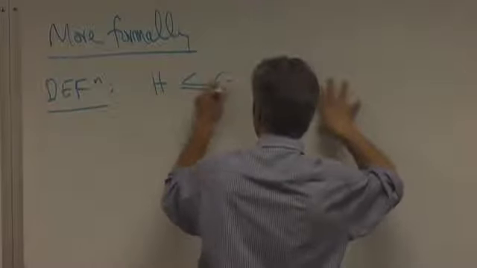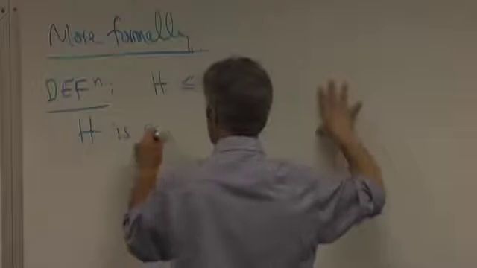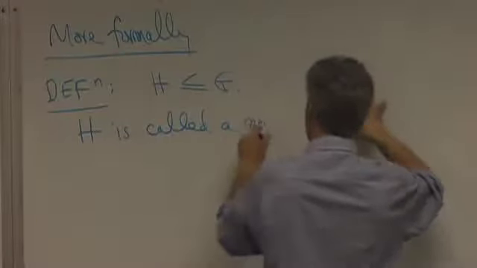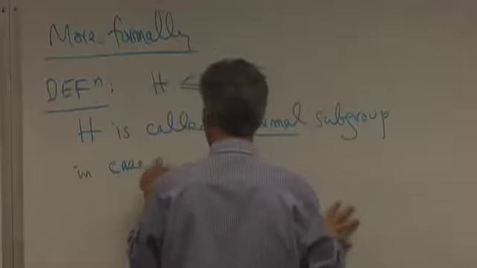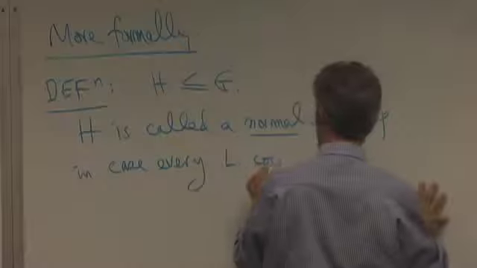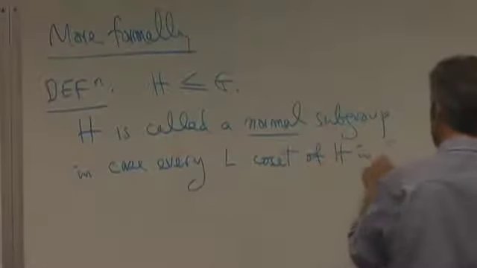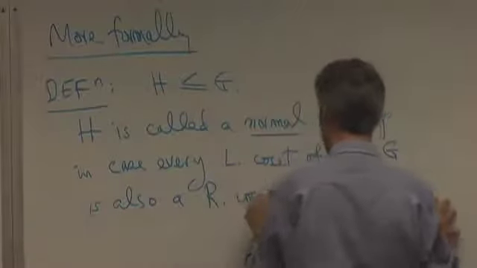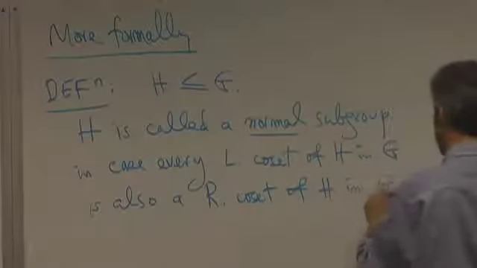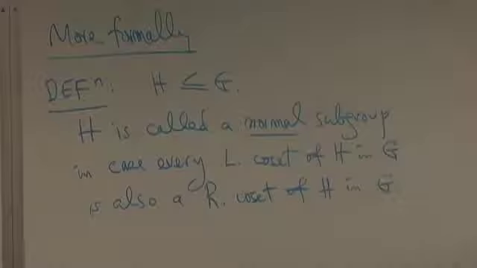Here's the definition. If H is a subgroup of G, then H is called a normal subgroup, and typically we'll just say H is normal in G, in case this property holds: in case every left coset of H in G is also a right coset of H in G. That's what the word normal means, that every left coset of H is a right coset.